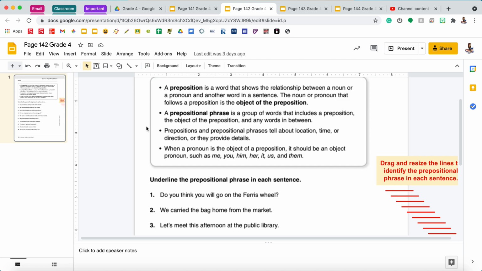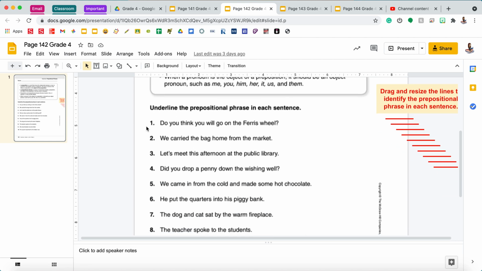Prepositions and prepositional phrases tell about location, time, or direction, or they provide details. When a pronoun is the object of a preposition, it should be an object pronoun, such as me, you, him, her, it, us, and them. On this page, you're underlining the prepositional phrase in each sentence. The lines are drawn for you. You will need to resize them. Make sure you are only underlining the prepositional phrase.